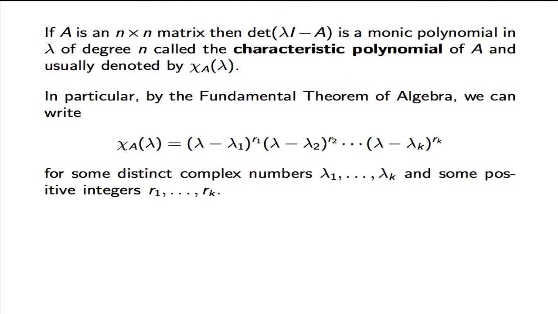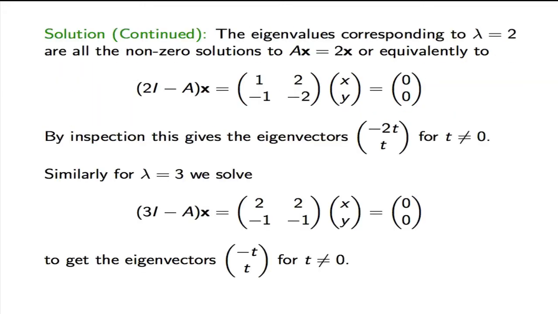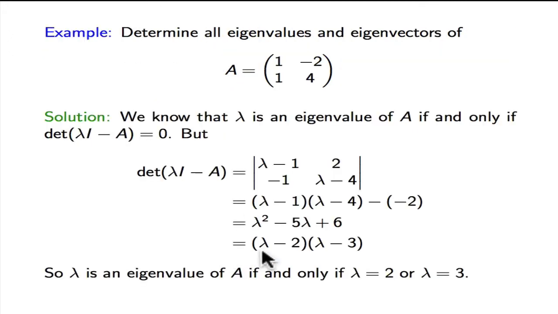And in particular, by the fundamental theorem of algebra, we can write that chi_A of lambda is equal to (lambda − lambda_1) to the power of r_1, (lambda − lambda_2) to the power of r_2, times, times, (lambda − lambda_k) to the power of r_k, for some distinct complex numbers lambda_1 up to lambda_k, and some positive integers r_1 up to r_k. So always the characteristic polynomial will be of this form. So this was the case before, when we found that the characteristic polynomial was (lambda − 2)(lambda − 3).